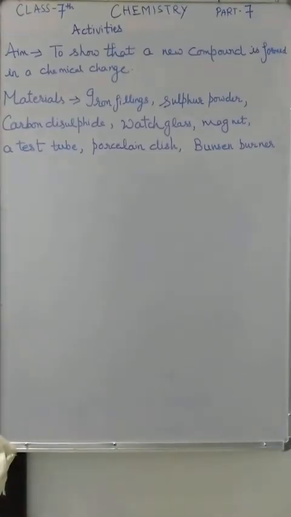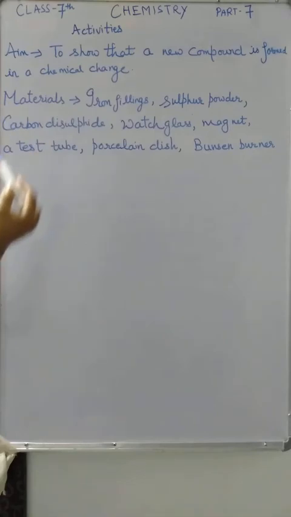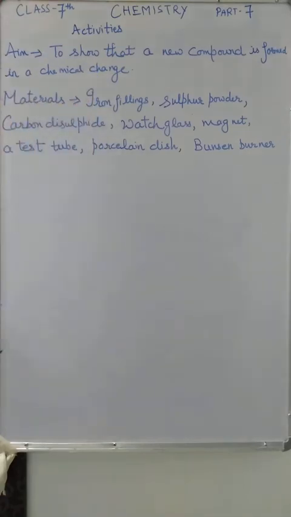Hello students, now I am going to explain the next activity of chapter 2. In this activity, your aim is to show that a new compound is formed in a chemical change. You have to prove that a new compound is formed in a chemical change. Now, for this activity you need materials.